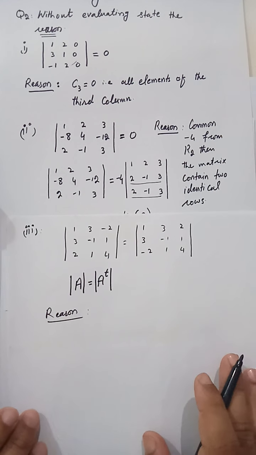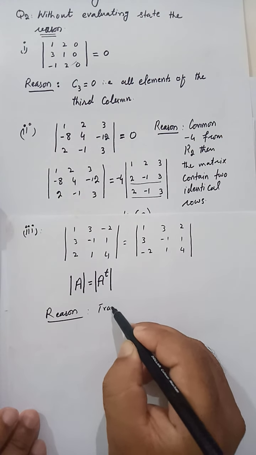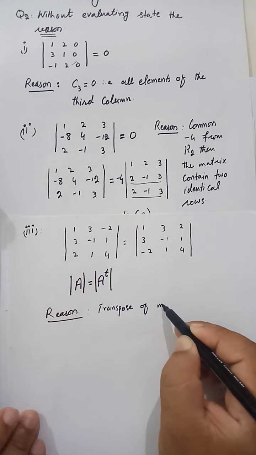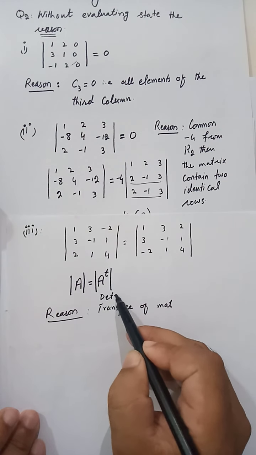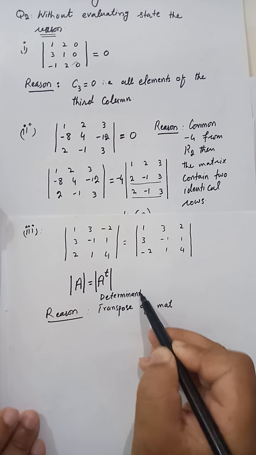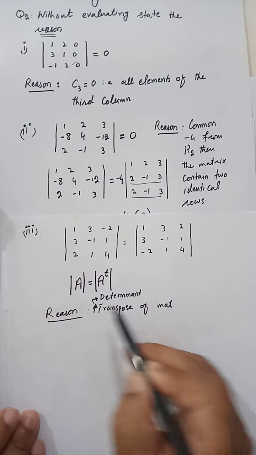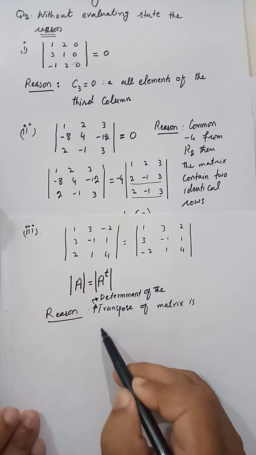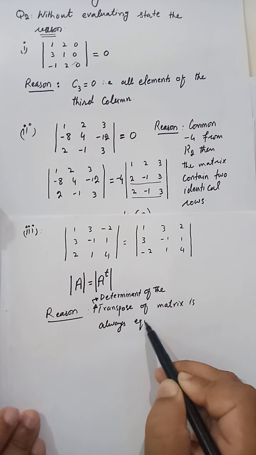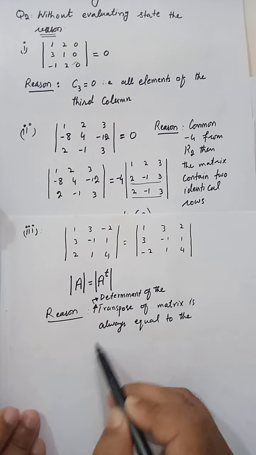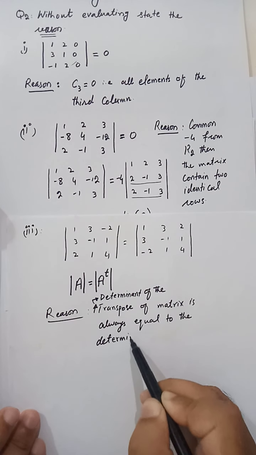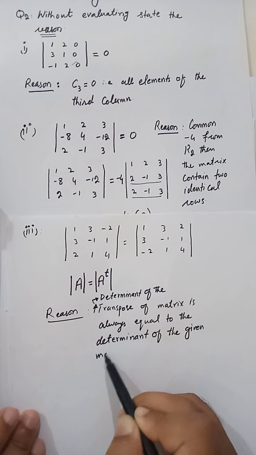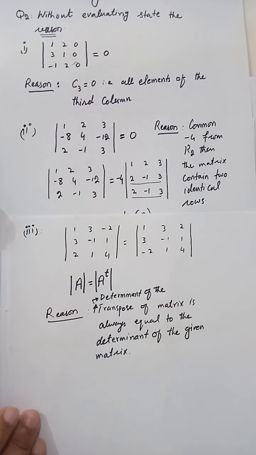So from here I can write that the determinant of the transpose of a matrix is always equal to the determinant of the given matrix. So this is the reason for this equality.